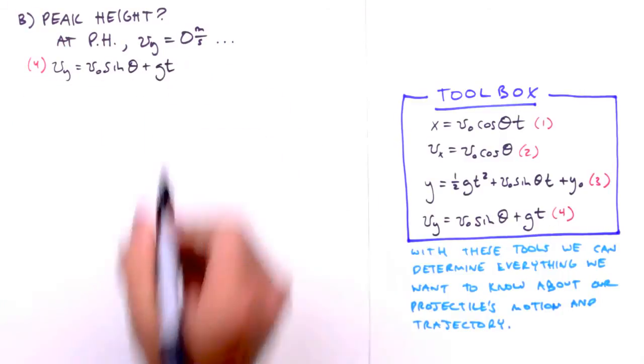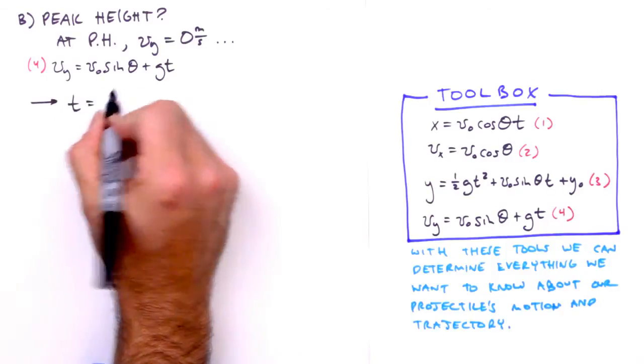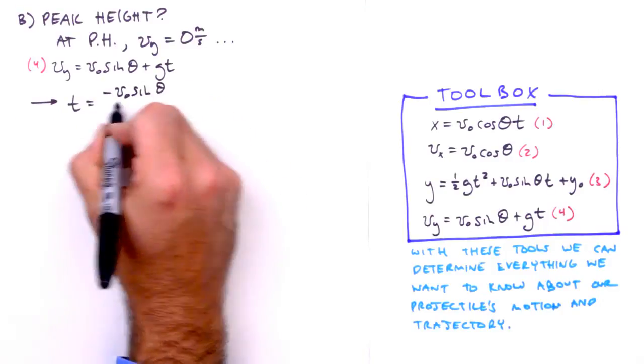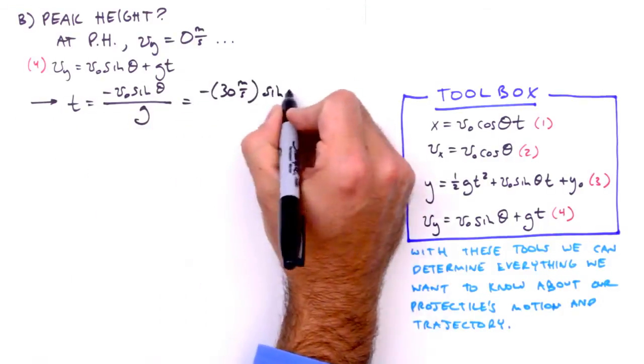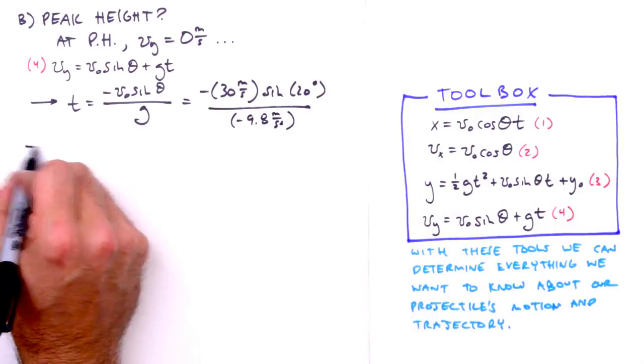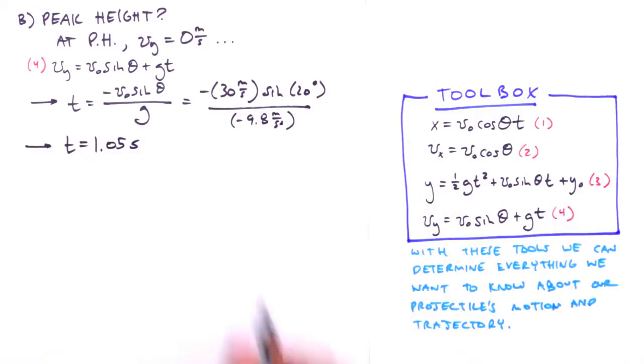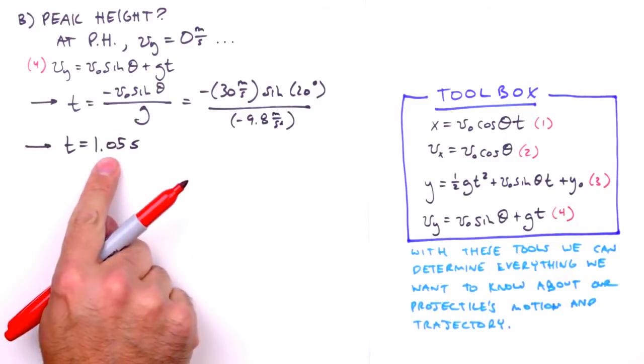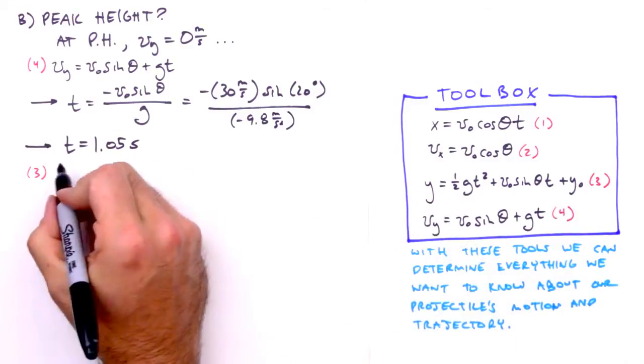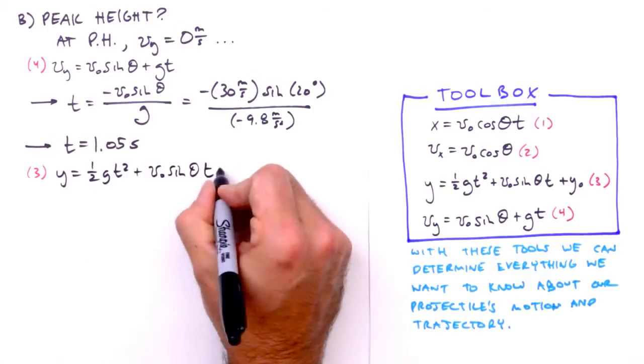Okay, solving equation 4 for time, we get t equals negative v sub o sine theta divided by g. Inserting our values, we find that at 1.05 seconds, our projectile levels out and begins its descent, so to speak. Now we'll insert this time into equation 3 to determine the maximum vertical displacement of our projectile.